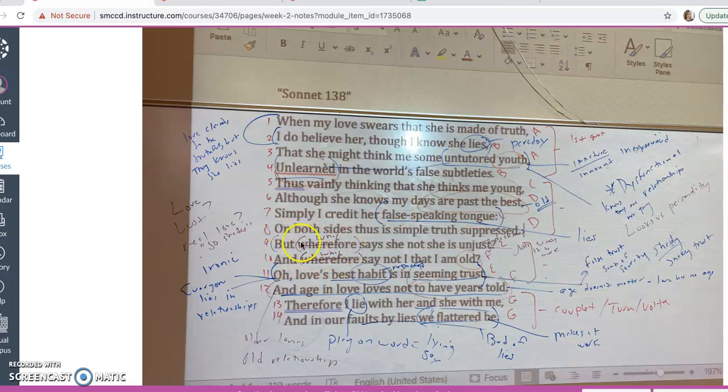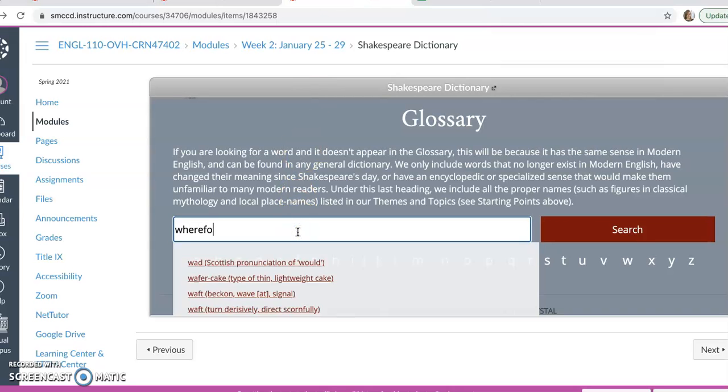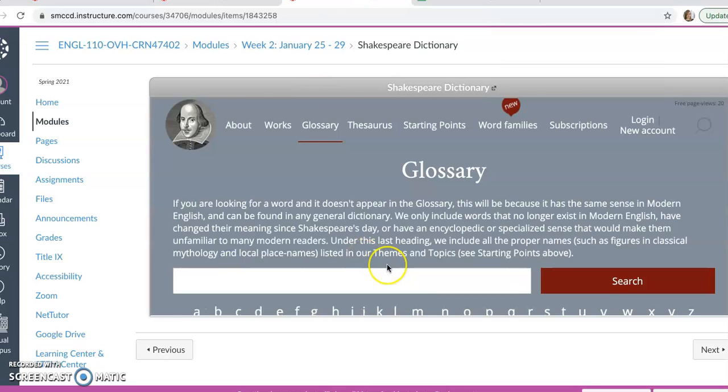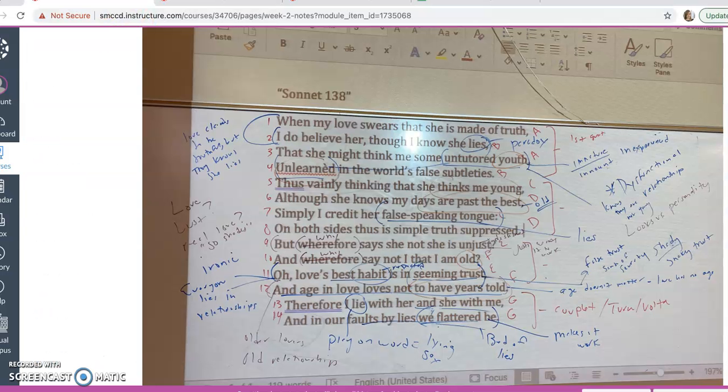Okay, now here's where we have some words. "Wherefore" is not a very common word today. So that's where you'd go to the Shakespeare dictionary. Let me pull it up. And you would look up the word "wherefore." And immediately it'll tell you, okay, so it means why. All right, perfect.